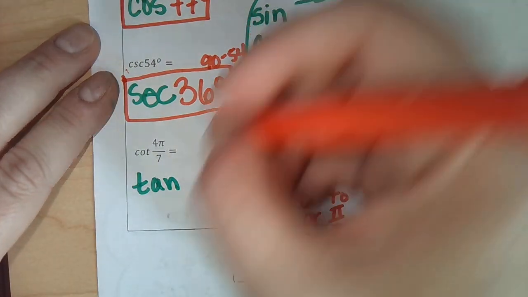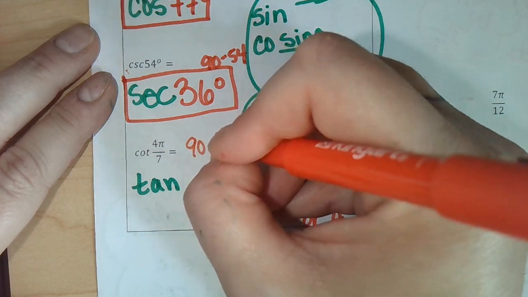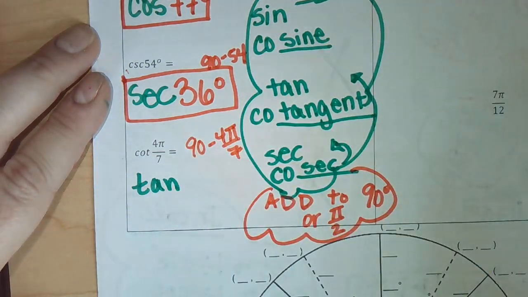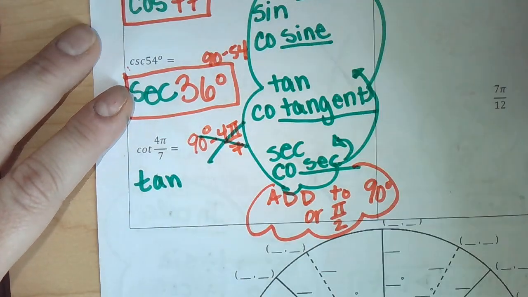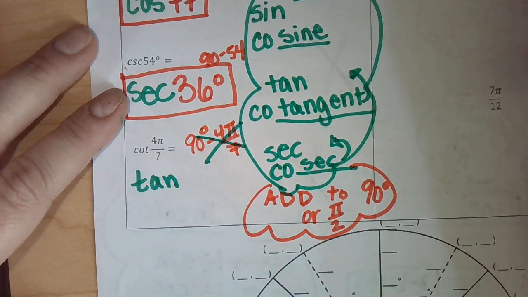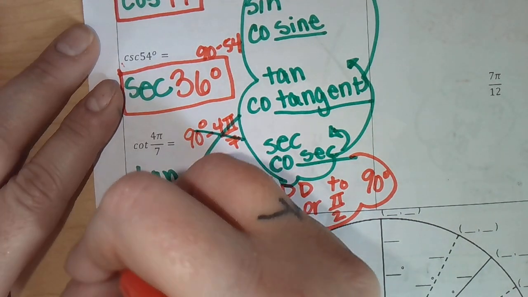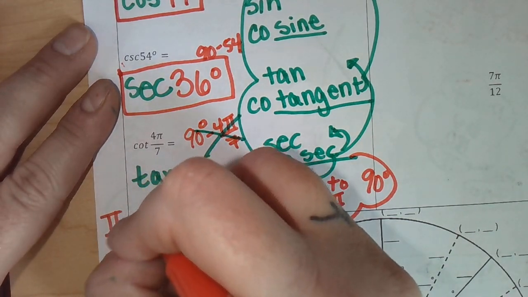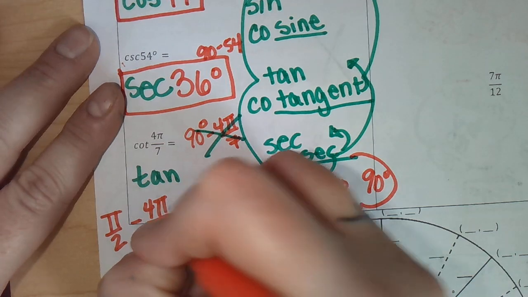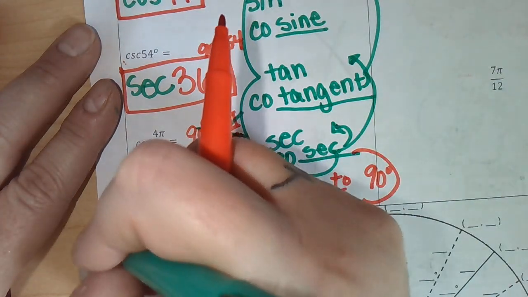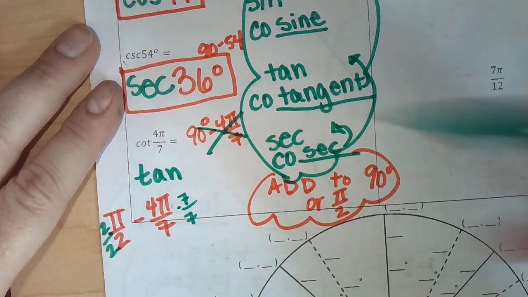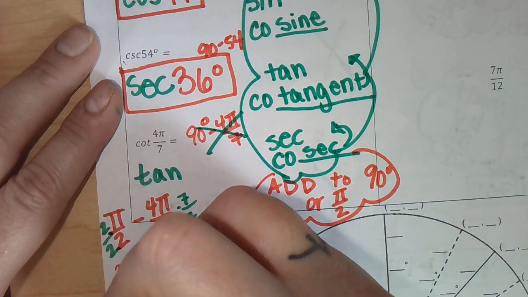For this guy, we're not going to do 90 minus 4 pi over 7. Why not? Because those are not the same measurements. 90 is in degrees, 4 pi over 7 is in radians. So let's do pi over 2 minus 4 pi over 7. First, we got to get the same denominator. So I'm going to multiply by the flops.